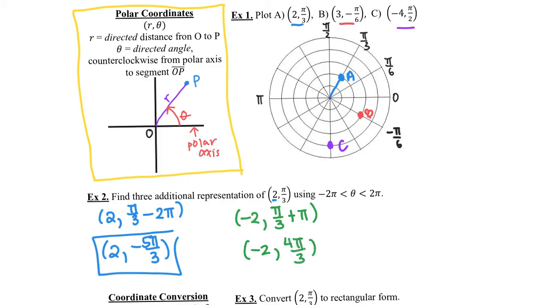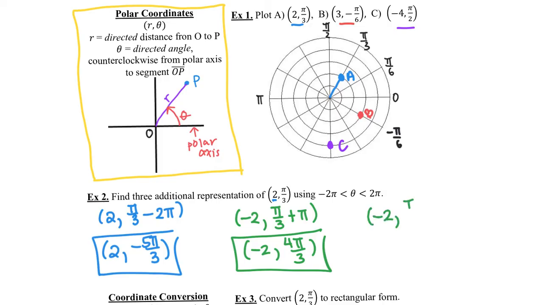Okay, let me check and make sure this is the same point as point A. Where is it? Pi over 3, 2 pi over 3, 3 pi over 3, 4 pi over 3 is along this line. If I travel negative 2 units along this line, I go back 2 and I end up at A again. Okay, now let me find another point using r is negative 2.